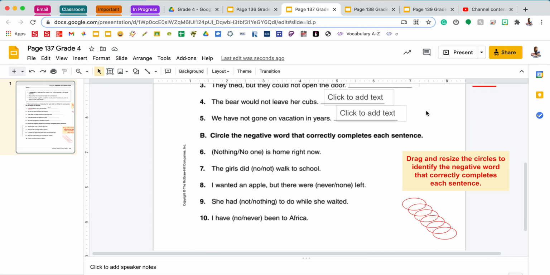Part B says to circle the negative word that correctly completes each sentence. So I can choose for number 6 between nothing and no one, and the rest of the sentence reads, is home right now. No one is the negative that makes sense in this sentence. I'm going to reread it with my choice to make sure it makes sense. No one is home right now.